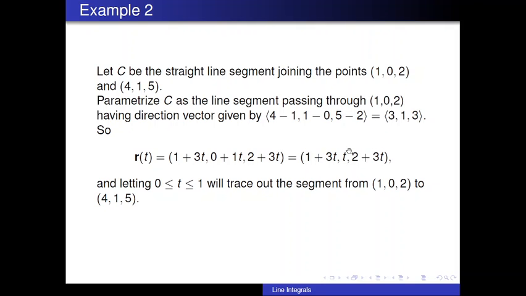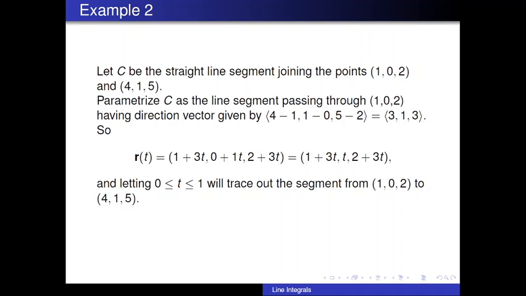So we could shorten that up here, just forgetting the 0 on the front of the y component. Okay, and when t is 0, we get (1, 0, 2). And when t is 1, we should get (4, 1, 5). So that's exactly what we need to trace out the line segment that starts at (1, 0, 2) and ends at (4, 1, 5) and is a straight line between those two points.